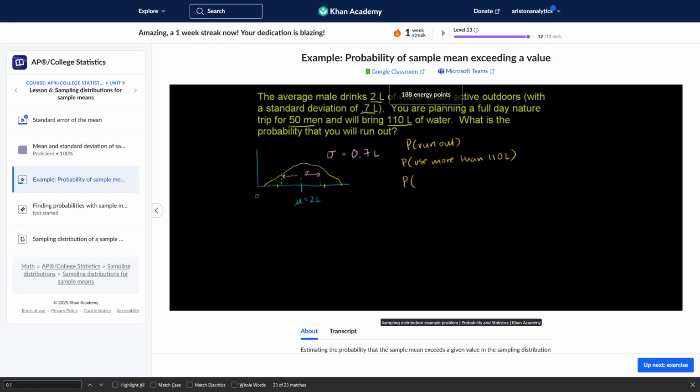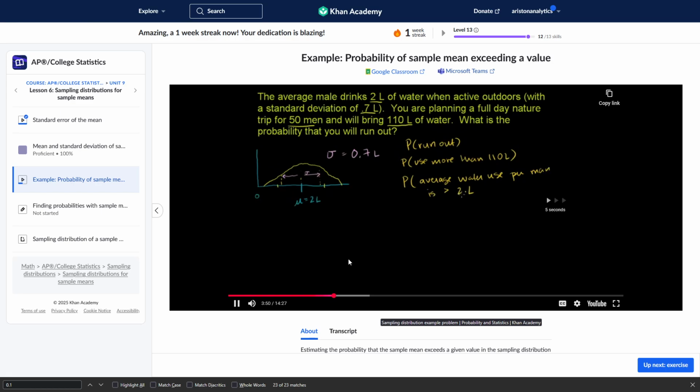Let me get the calculator out just so we don't make any mistakes. Let's say that this is the frequency, and then it's going to plot them all out. We sample, and the sample means are different.